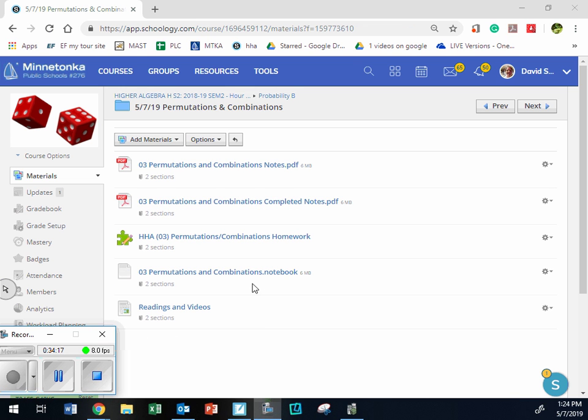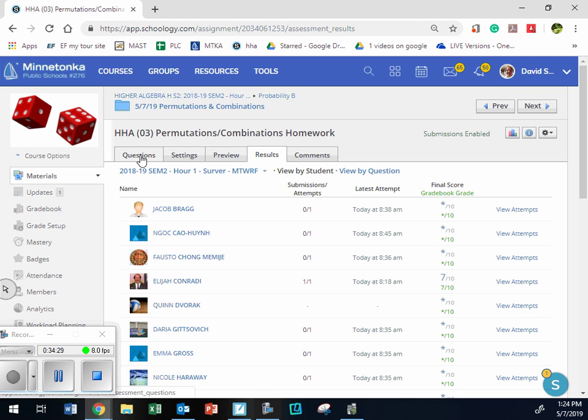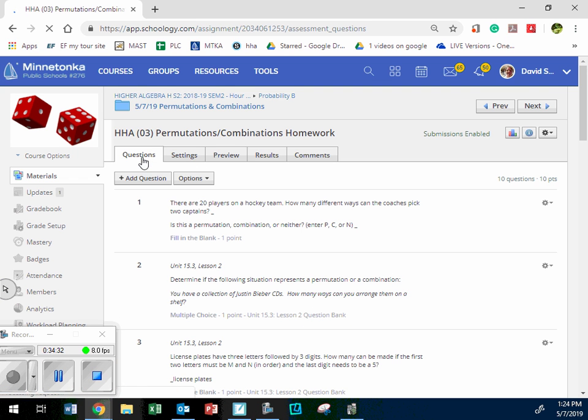It's called permutations / combinations homework. It's got the little puzzle piece, so it's a Schoology quiz. I will start it with you right now, and you get more time than normal to work. All right. So there are 20 players on a hockey team. How many different ways can the coaches pick 2 captains? Well, actually, all it asks is is it a P, a C, or neither?